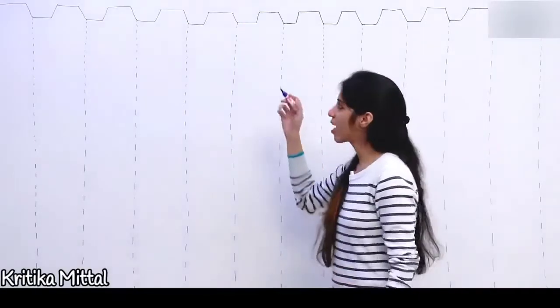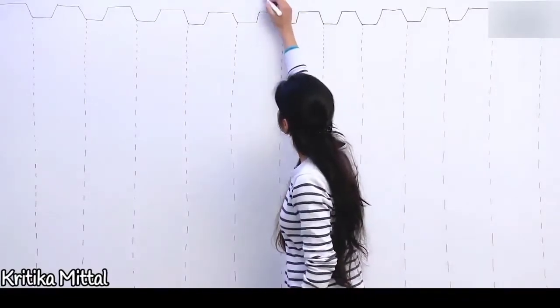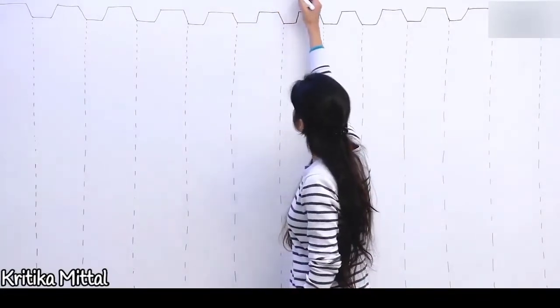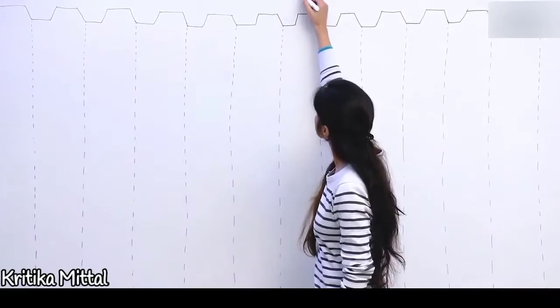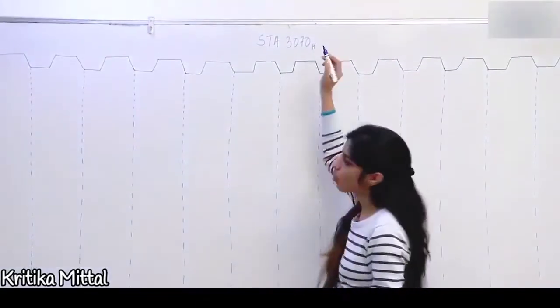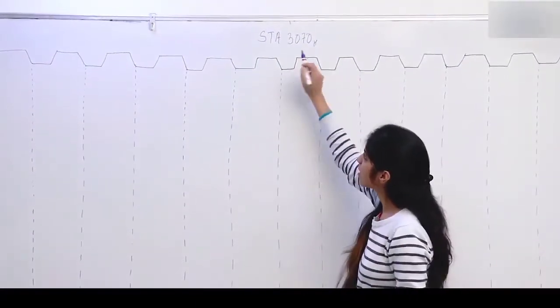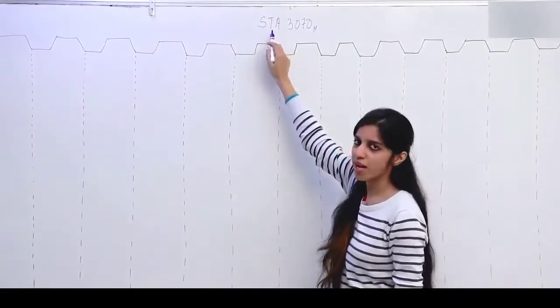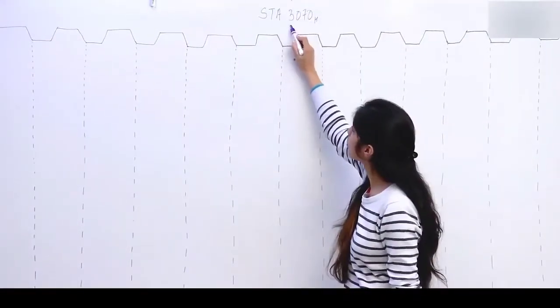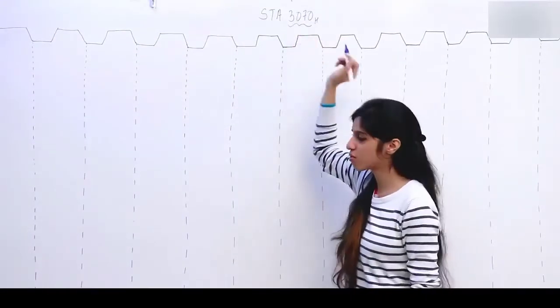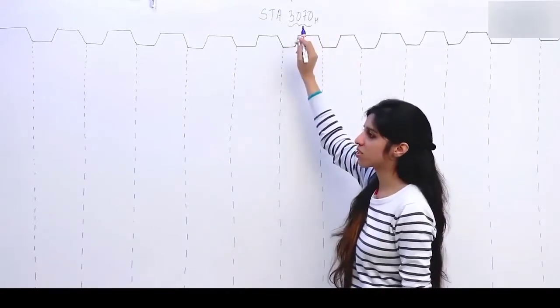Okay, now let us look at the timing diagram of an instruction known as STA. Suppose we are given an instruction STA 3070. What this instruction does is, it is going to store the contents of the accumulator at memory location 3070. This is what the instruction does.